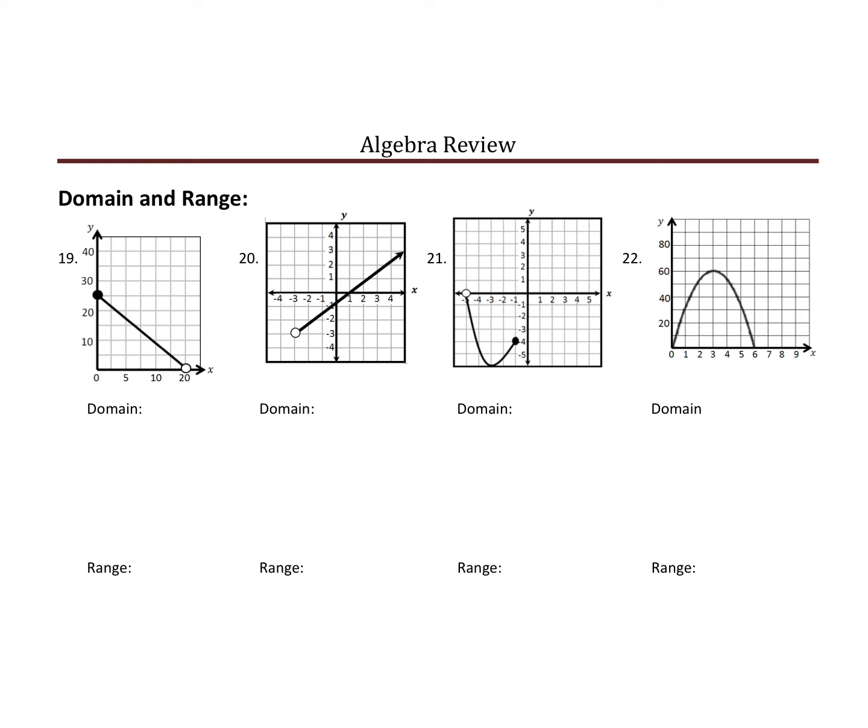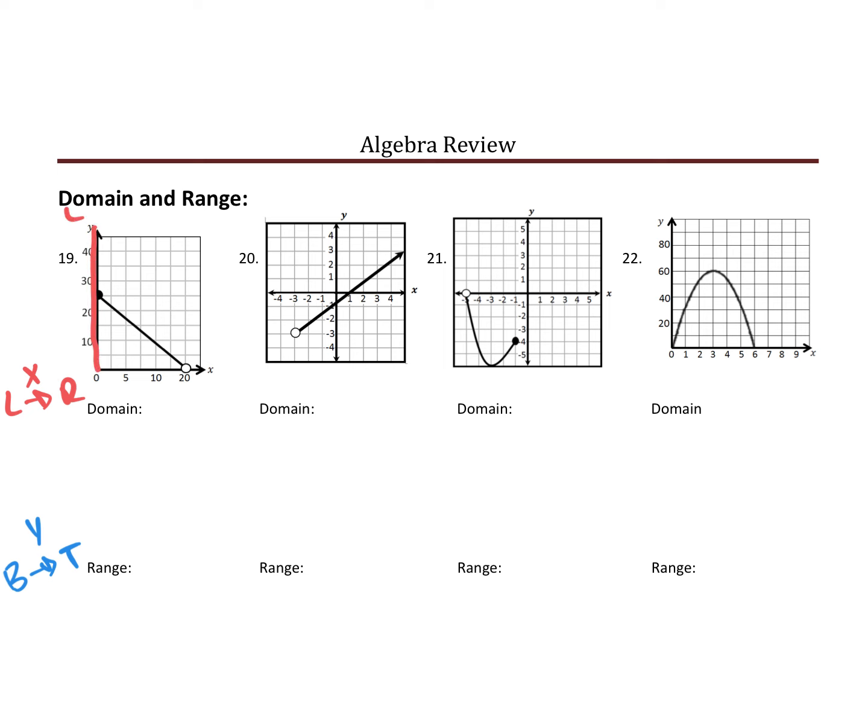Okay, so for this last part, we're doing domain and range. What you need to know is that domain is X and it goes from left to right, and range is Y and it goes from bottom to top. So for domain, if I start on the left side, I'm going to draw a vertical line on the left side. So this is my left. That's where my graph starts.